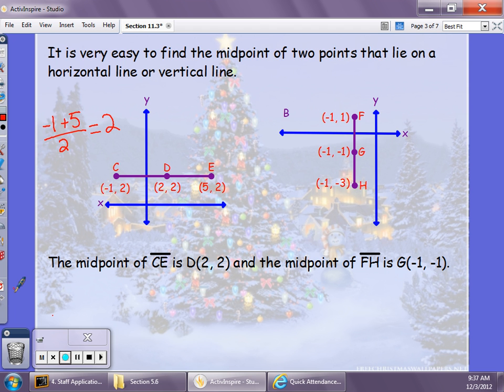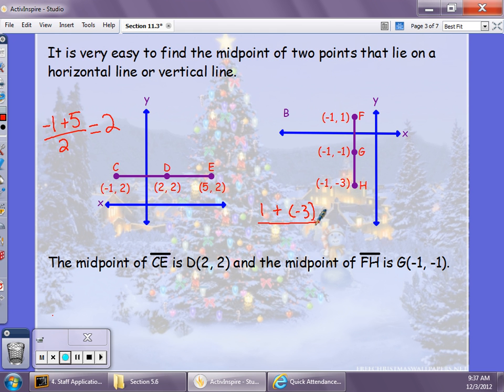For a vertical line, the x value of the midpoint will always be the same as the x value of the endpoint. So in this case, we know that the x value for the midpoint of FH is going to be at -1. So to find the midpoint value of the y, we're going to take the average of the y values of endpoints F and H. So F has a y value of 1. H has a y value of -3.